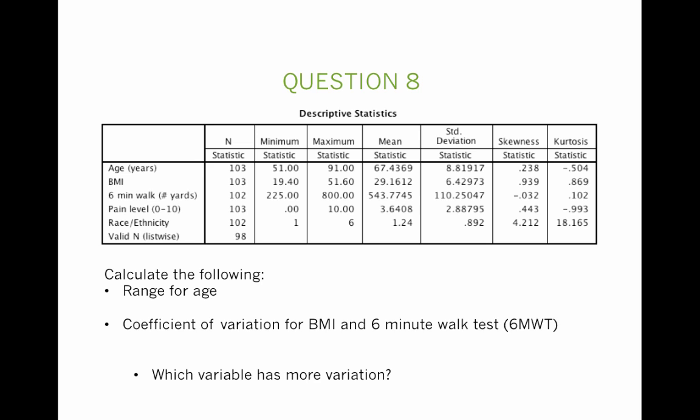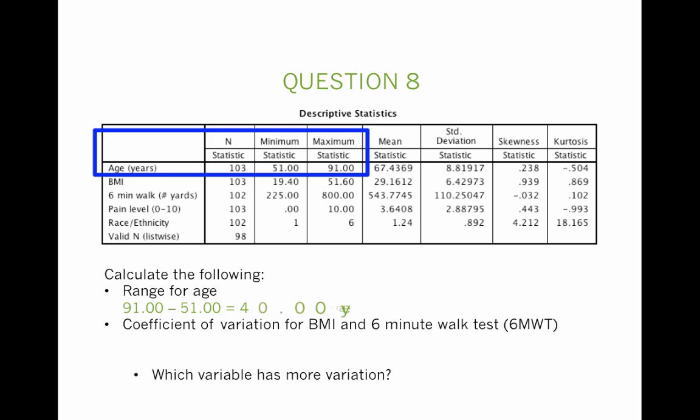Question 8. Same descriptive statistics. Calculate the following. What is the range for age? So the formula for range is maximum minus the minimum. And what is the maximum and minimum for age? Well, it's our first variable, and we see 51 is our minimum, 91 is our maximum, and we have 103 people. So we set this up, and we get our answer of 91 minus 51 equals 40 years.